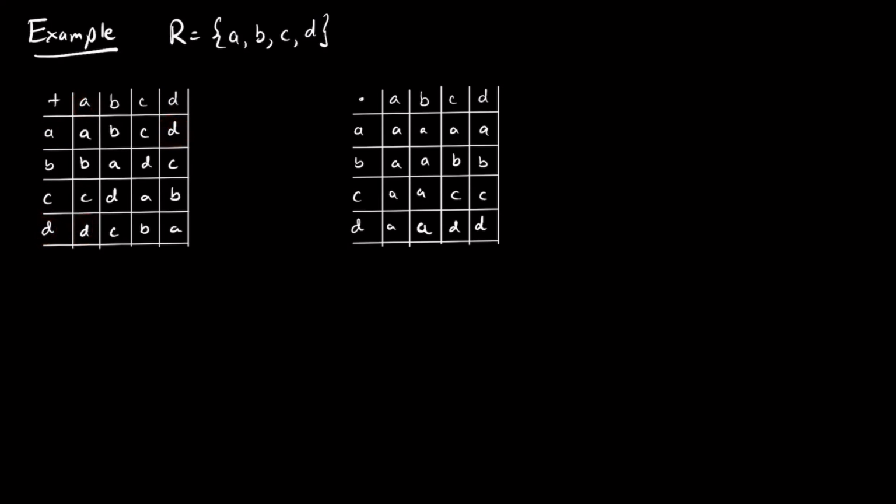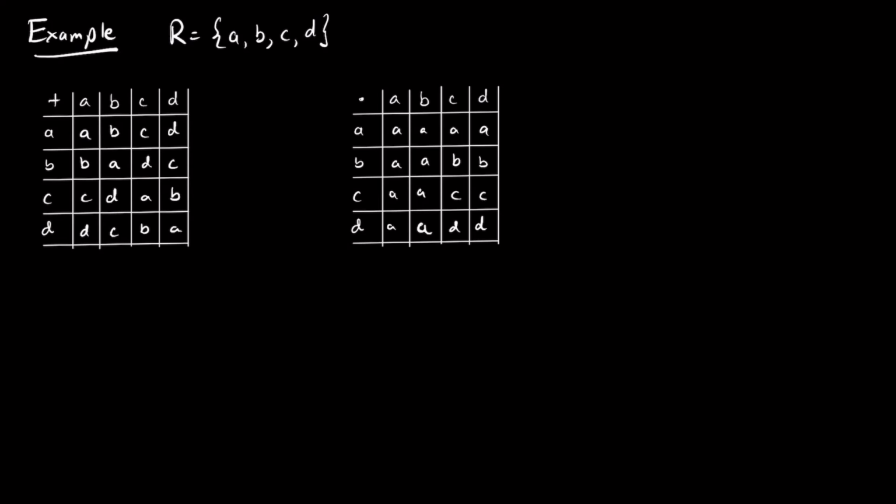Right? So we can go through case by case and check, is addition commutative? We can do, for example, b plus a is equal to b, and a plus b is equal to b. B plus c is equal to d, and c plus b is equal to d. We can check b plus d is equal to c, and d plus b is equal to c, right? So we can go through one by one and check addition is indeed commutative, right? And this is super tedious to do, but we can do it.